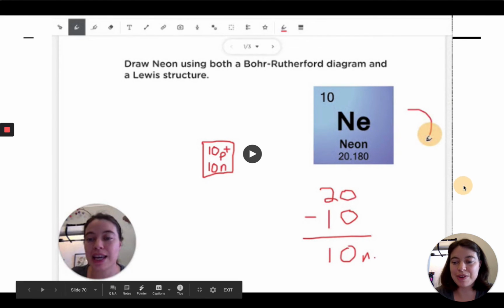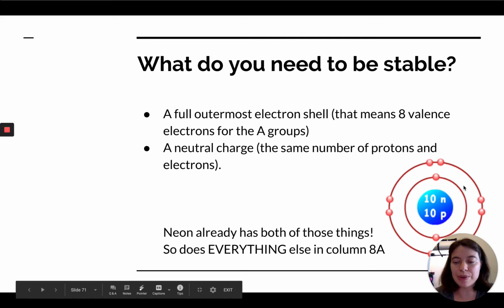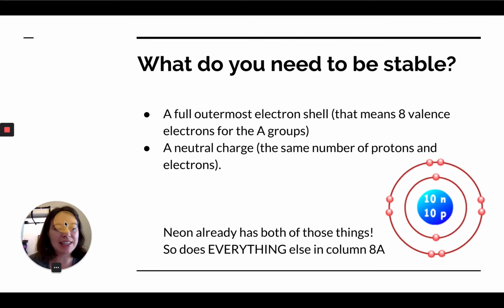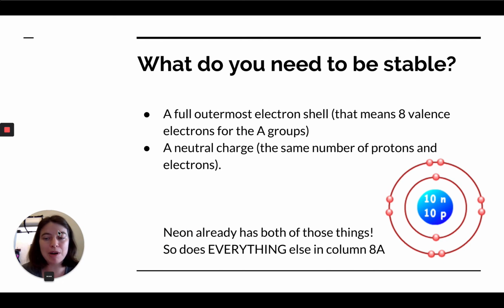All right, so now that we've reviewed our Lewis structures and our planetary models, let's take a moment and remind ourselves what it takes to be stable. So if you want to be stable, and remember, being stable just means you're going to continue doing what you're doing, which means you're going to continue existing. If you're unstable, you're going to change, you're going to end up as something else.